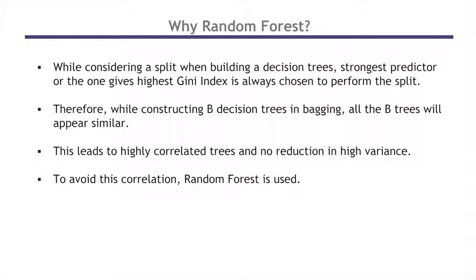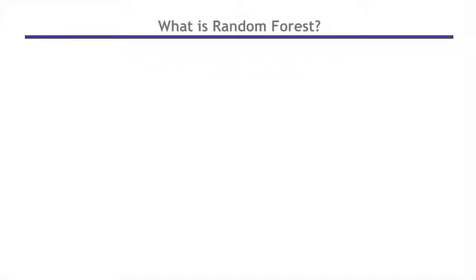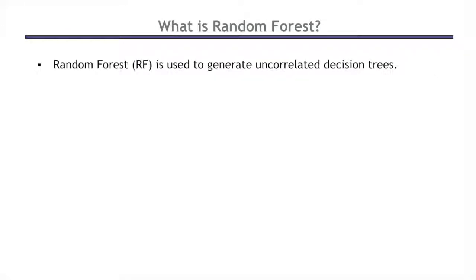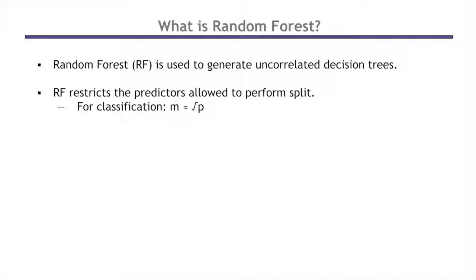So how does a random forest work? It generates uncorrelated trees. But how do we do that? We restrict the number of features for splitting. Usually for classification, we keep the square root of the total features and 1/3 of the total predictors for regression.